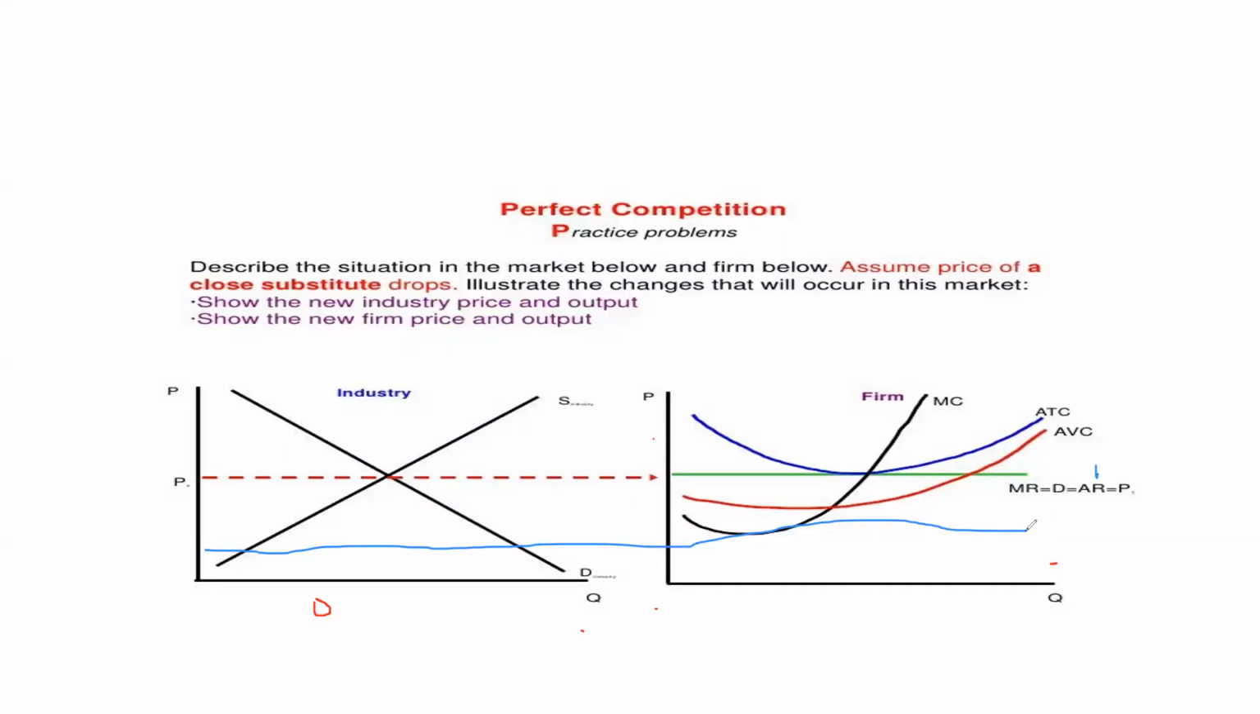Mr. Bressler? Yeah. How do we know where to draw AVC? Is it always below the ATC? It's always below the ATC. Okay. And really, the only time you have to really worry about the AVC is if they ask you about shutdown. Okay?